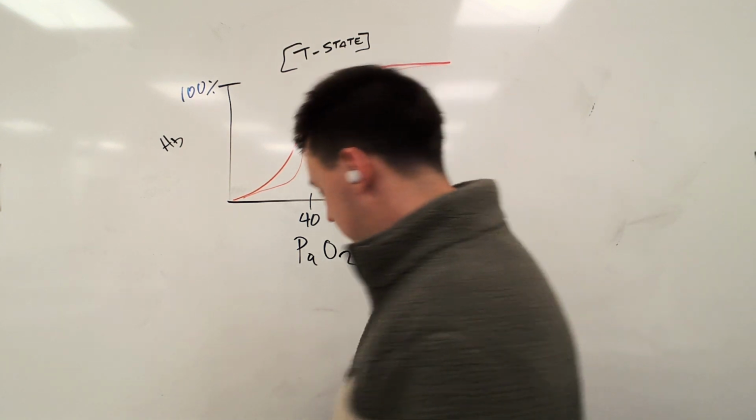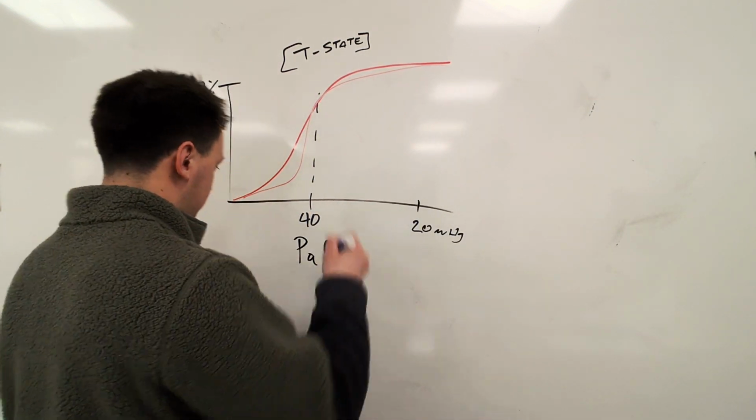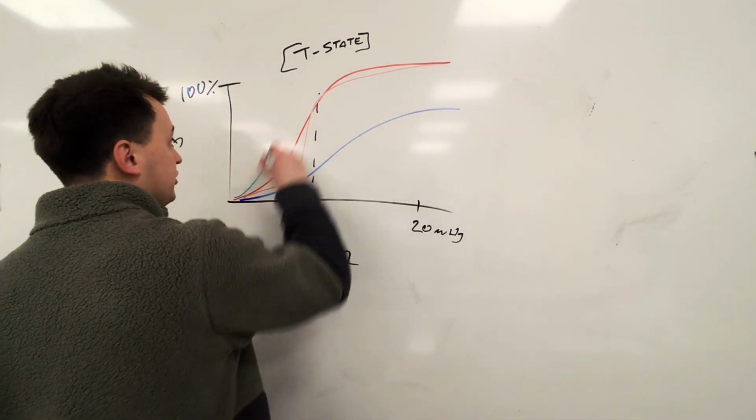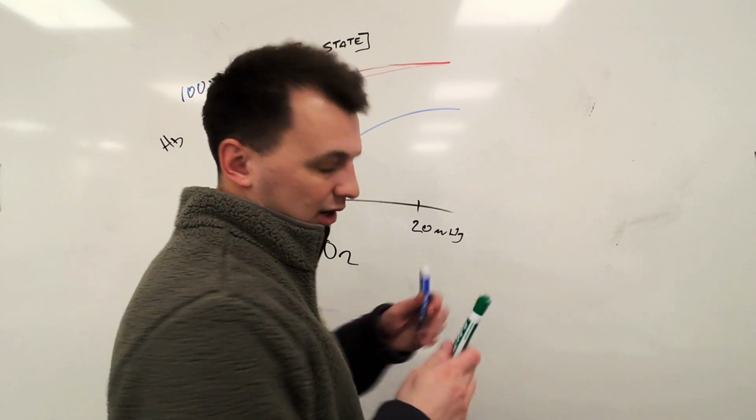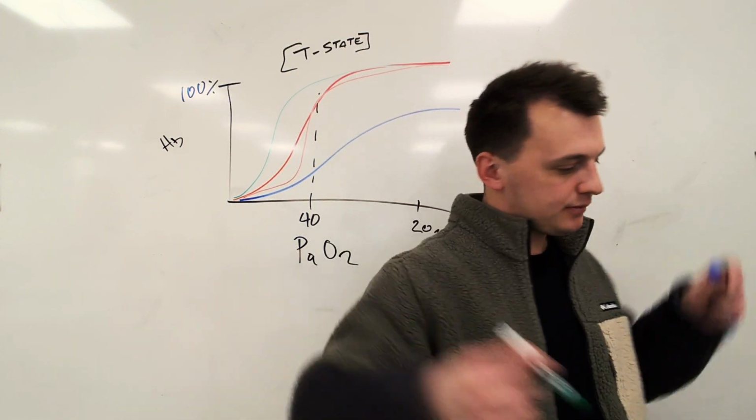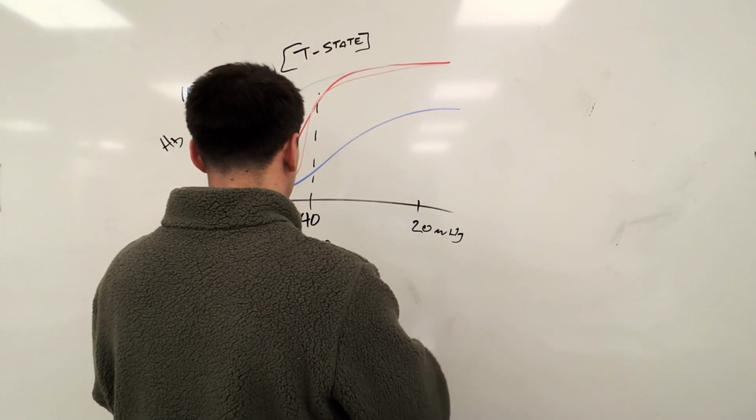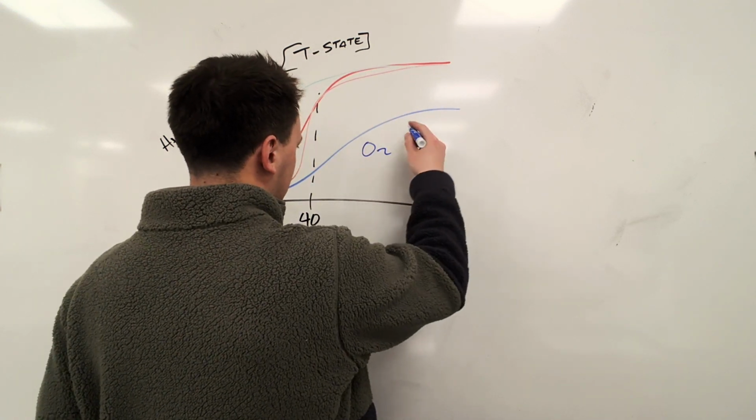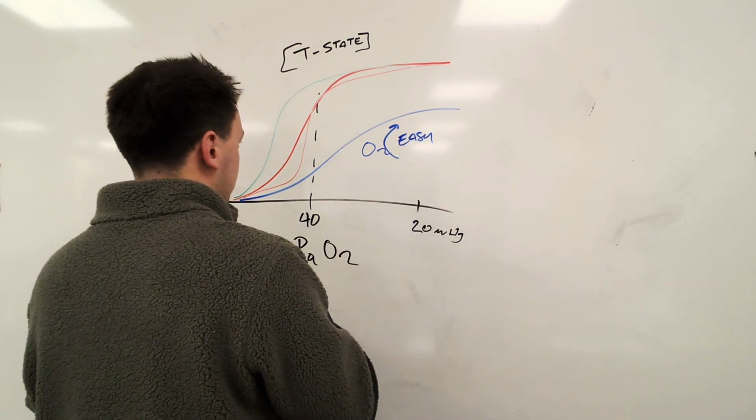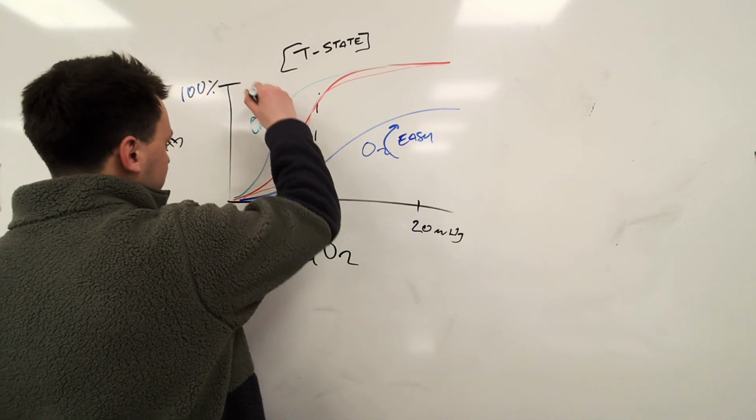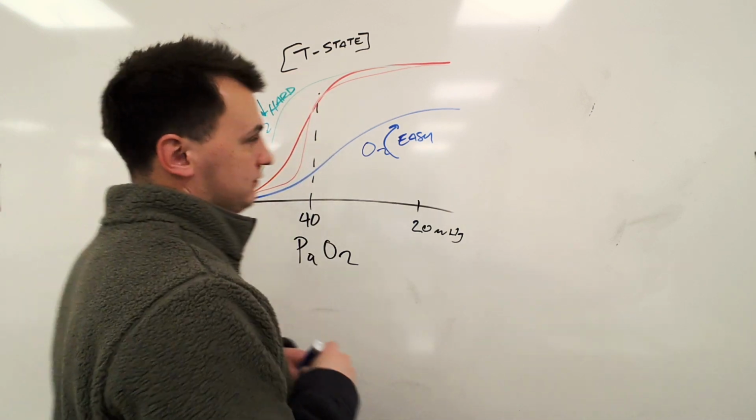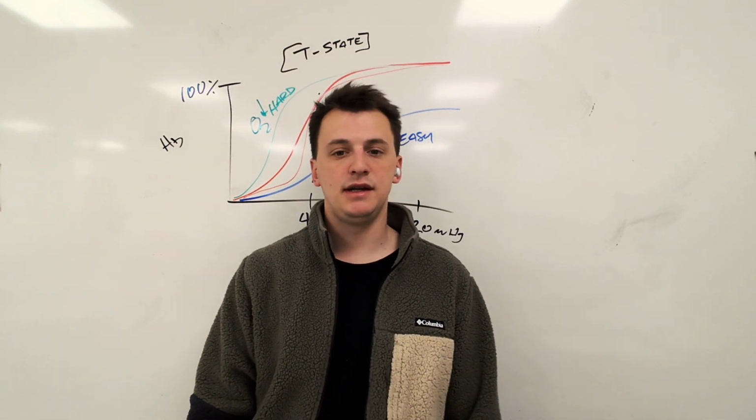So we can have some shifts within this. We have a shift here, and then we have like a shift like this. So we have red or blue and green shifts. Now, this shift, the blue shift, is O2 comes off easy. Like O2 leaves easy. And this is O2 stays hard. Stays on. O2 stays on and it does not leave.